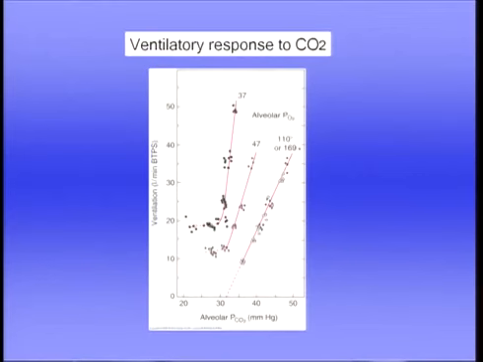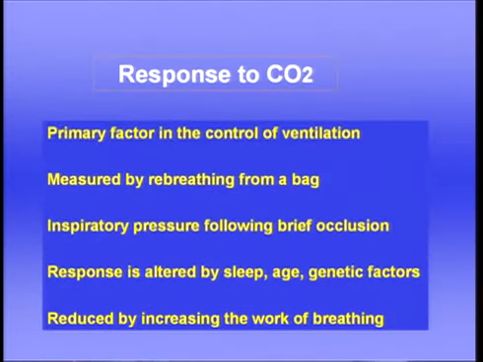PO2 is only sensed by the peripheral chemoreceptors. Now, this ventilatory response to CO2 is very important. In fact, it is the level of CO2 in the blood that normally controls ventilation over the 24 hours of activity. It's the CO2 that's the most important variable. And we can summarize some of the features here. As I say, it's the primary factor in the control of ventilation.